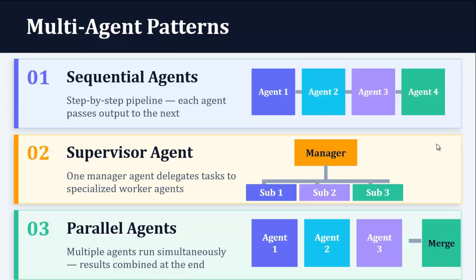Now let's understand the second pattern, which is the supervisor agent. Here, one main agent acts like a manager or supervisor and delegates tasks to other specialized agents. This is our supervisor agent or supervisor pattern. Now let's discuss our third pattern, parallel agents. In this approach, multiple agents work simultaneously and their outputs are combined later. So we are going to implement these three multi-agent patterns, sequential agents, supervisor agent, and parallel agents, using n8n.